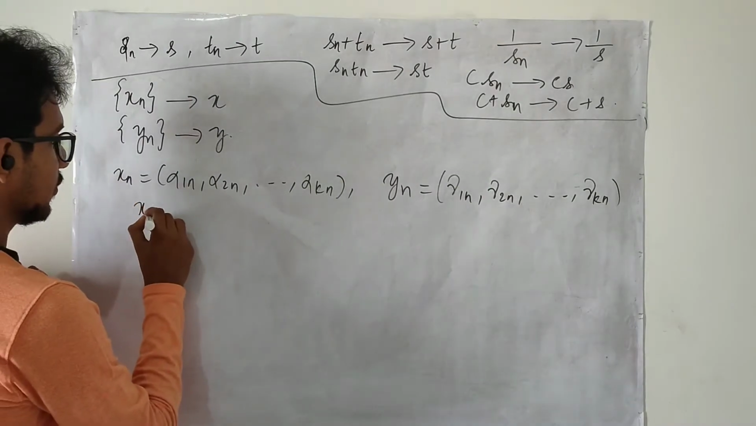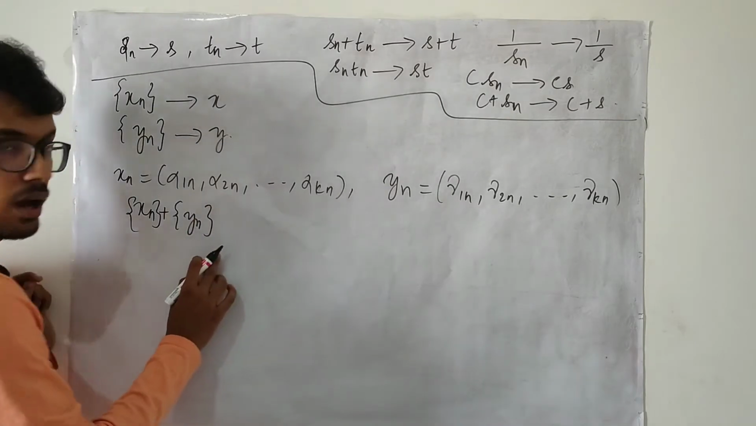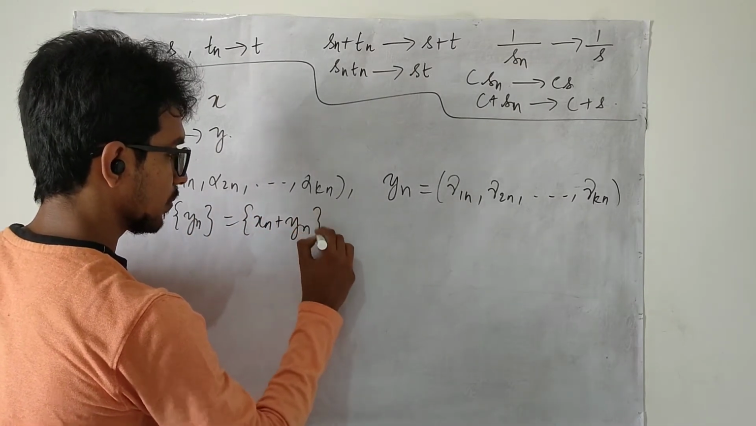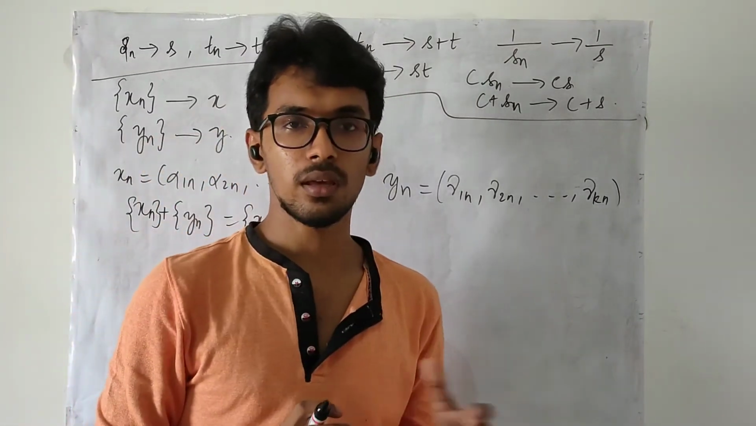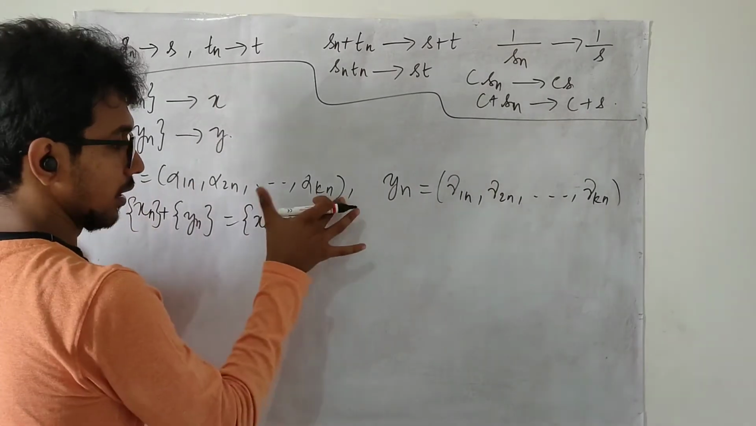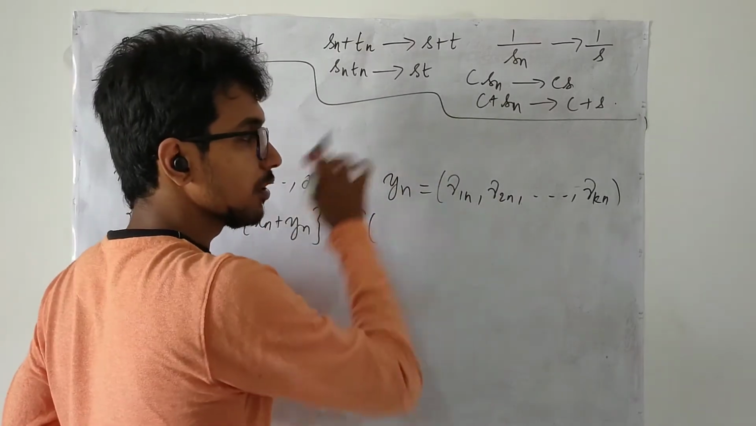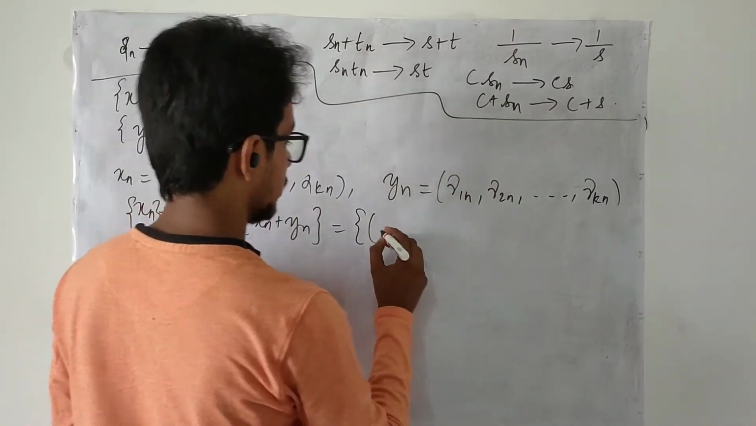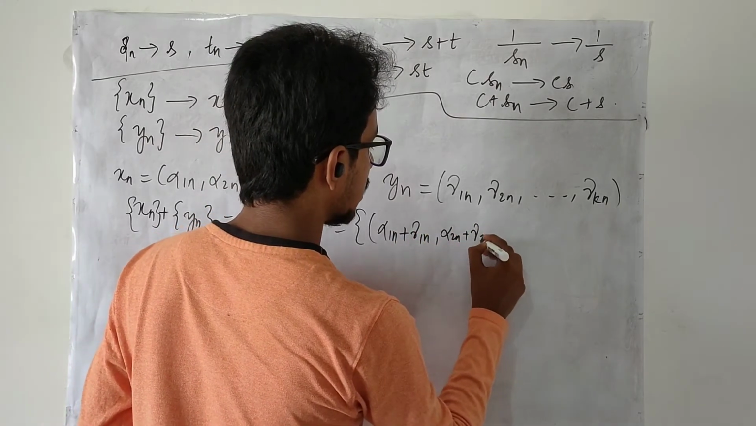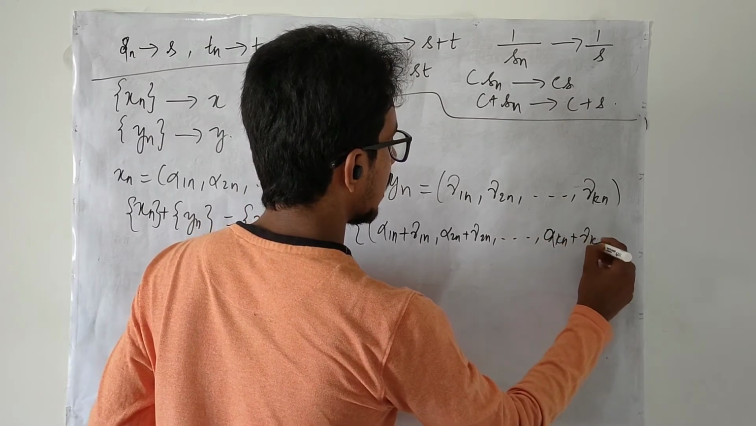And let us define the addition of two sequences. How do we define the addition of two sequences? In this manner. Term-wise addition has to be there. Now, what is this? This is this k-tuple. yn is this k-tuple. So, when you add it, you will have to perform a term-wise addition inside the tuple. So, you will have alpha_1n plus gamma_1n, alpha_2n plus gamma_2n, and it goes till alpha_kn plus gamma_kn.